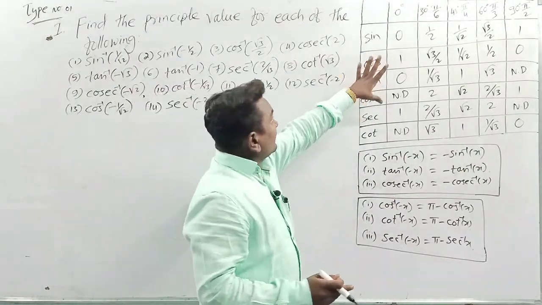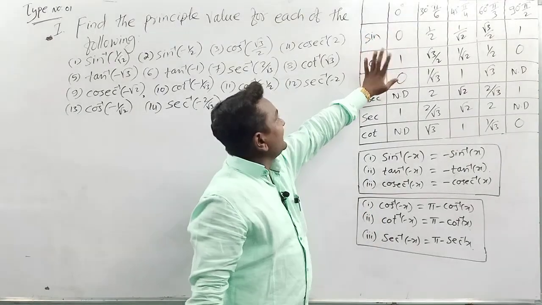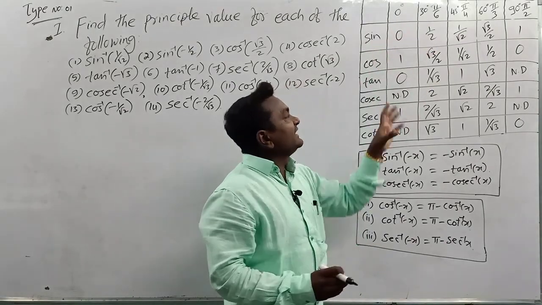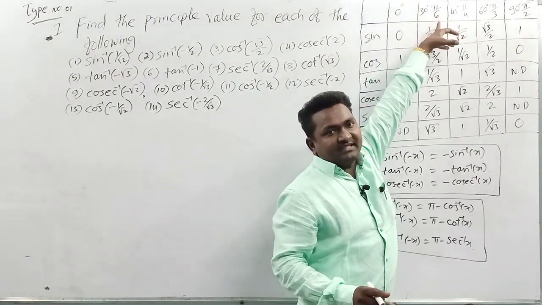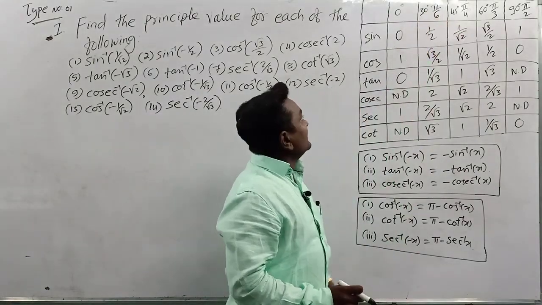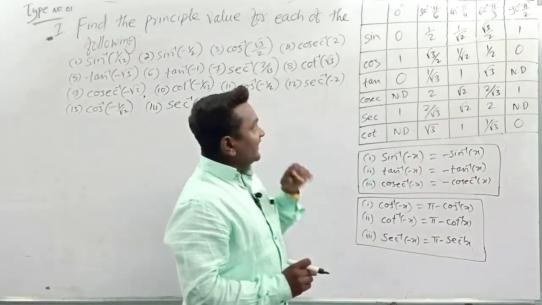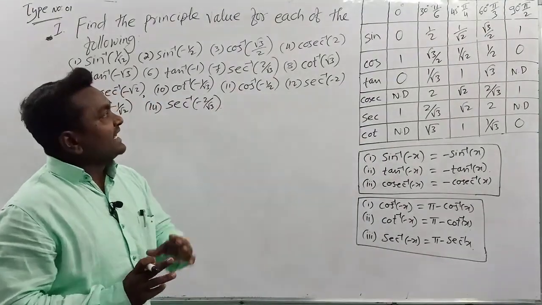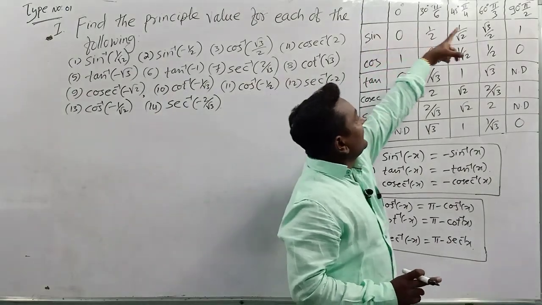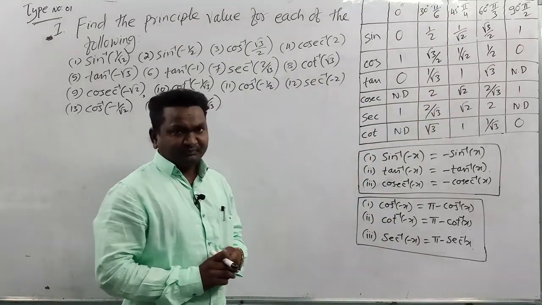Now, in the previous class, that is first year, you have studied the trigonometric table. Sine 0 degree is equal to 0. Sine 30 degree as well as sine pi by 6, both are the same. This is measured in radian and this is degree. So sine 30 degree is equal to 1 by 2, sine 45 degree is equal to 1 by root 2, sine 60 degree is equal to root 3 by 2, sine 90 is equal to 1. Like this you have to remember.